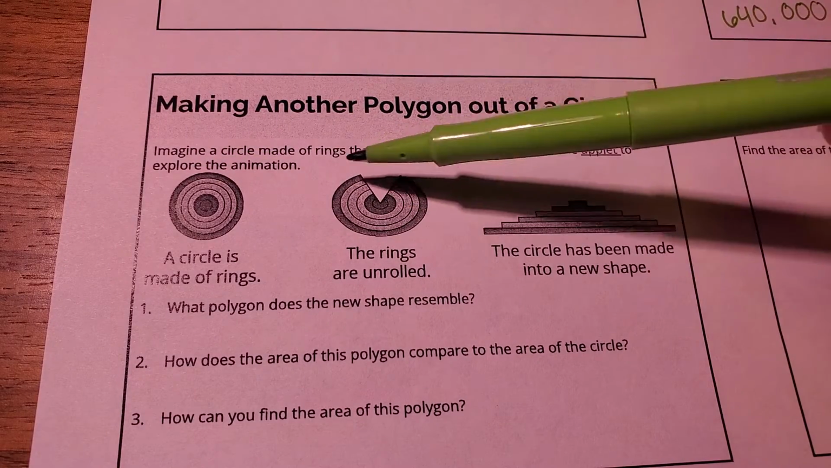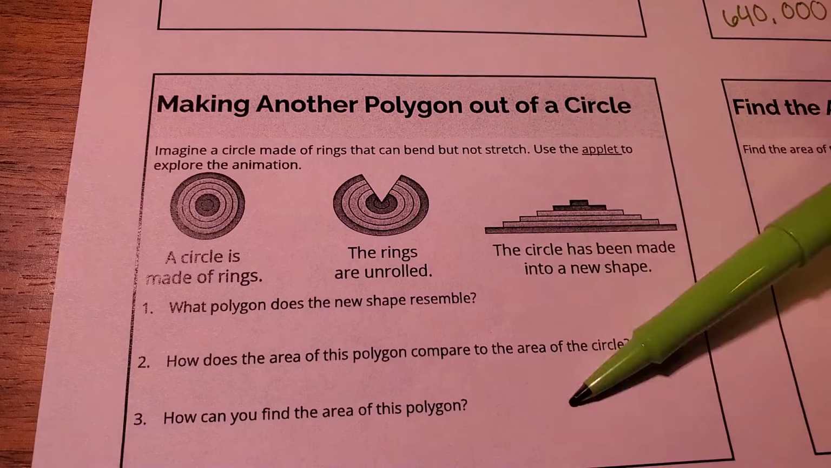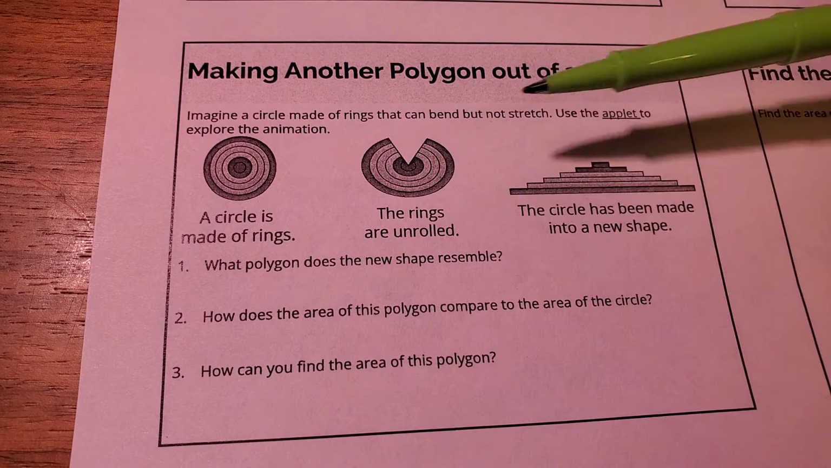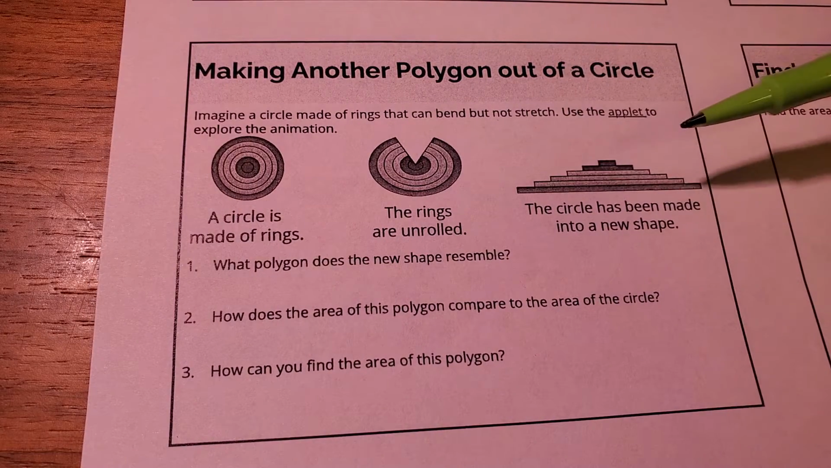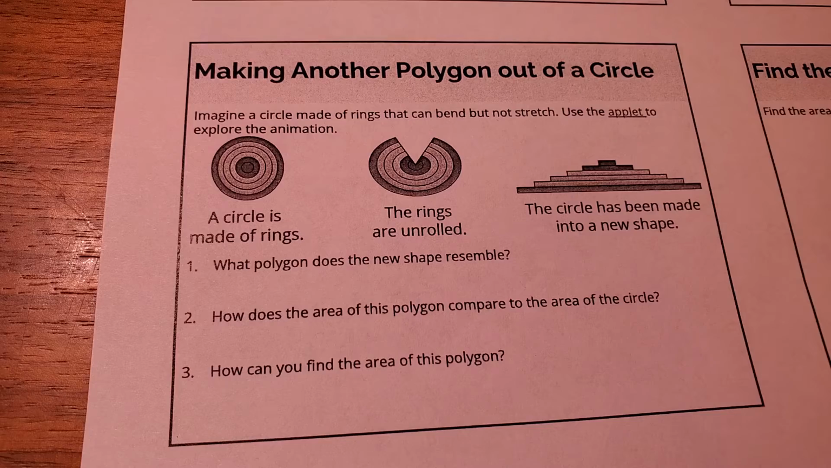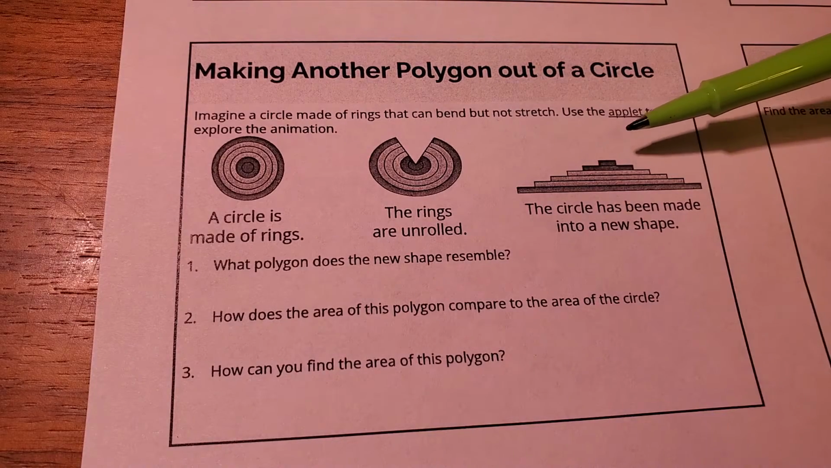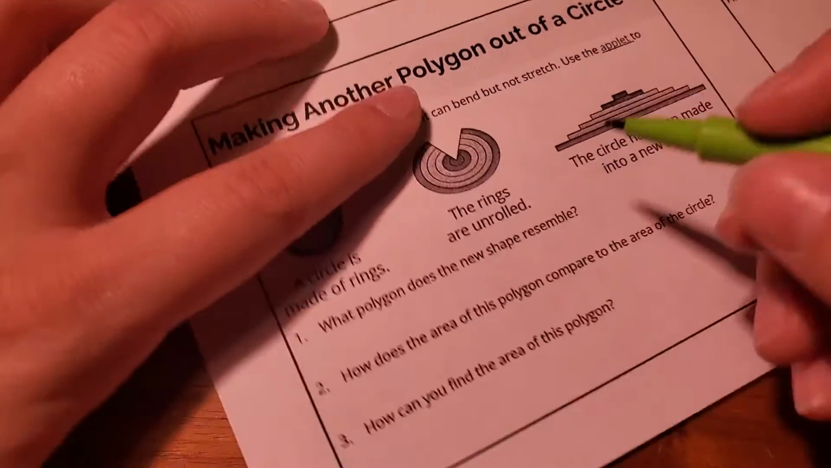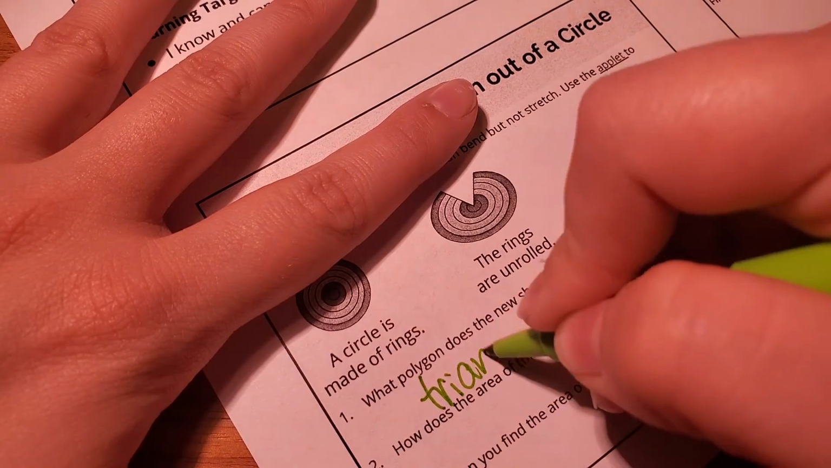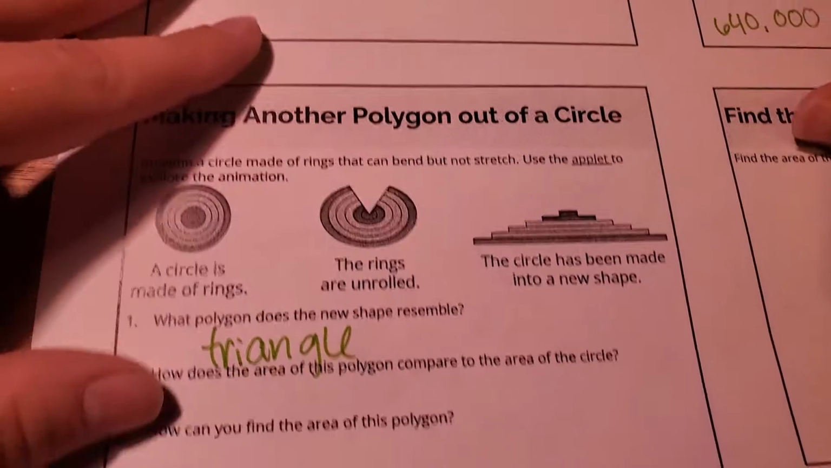So you have an applet that gives you this circle, and then you can cut the circle down like it's doing here, and then it folds out into this shape. I'm just going to go through this so you're not going to have to pause. Our first question is, what does this new shape resemble? It looks like a pyramid, but a pyramid is a 3D shape. Like we see the stepping stones, kind of looks like a pyramid. But the 2D version of it would be a triangle. So for number 1, we're going to put triangle. Now, we're missing some, but it looks like a triangle.